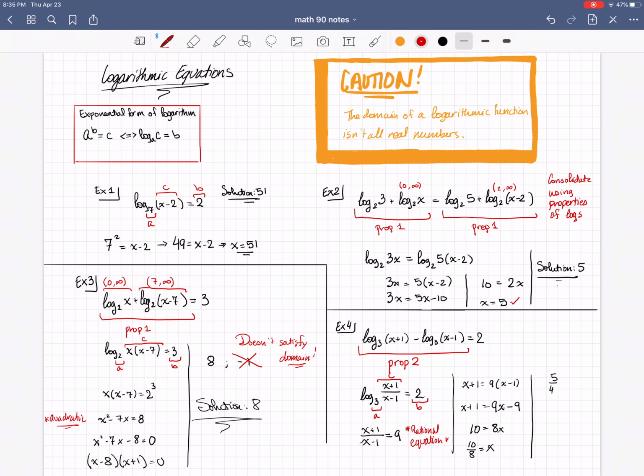So going back to our original equation, the domain of log base 3 of x plus 1, so x plus 1 has to be positive, so x has to be greater than -1. And log base 3 of x minus 1, it's x minus 1 that has to be positive, so x has to be greater than 1. Well, is 5/4 going to satisfy both of them? Yes, it's definitely bigger than -1, and it's not a lot bigger than 1, but it is bigger than 1. So in fact, 5/4 satisfies the domains, and so that is the solution to our equation.